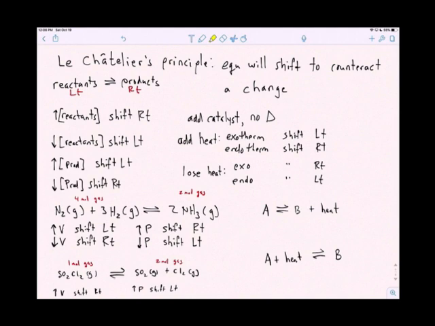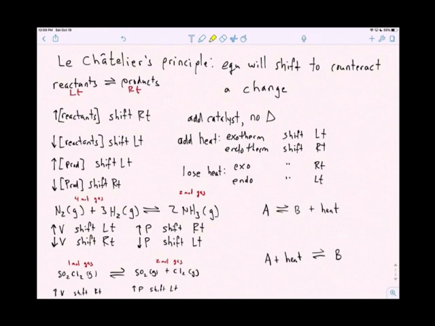If the product concentration goes down, more reactants will react to form more products, and we will shift right. And let's talk about other things. If you add a catalyst, it absolutely does not change the equilibrium whatsoever. There will be no change in the relative amount of reactants and products. It just means the reaction happens faster.